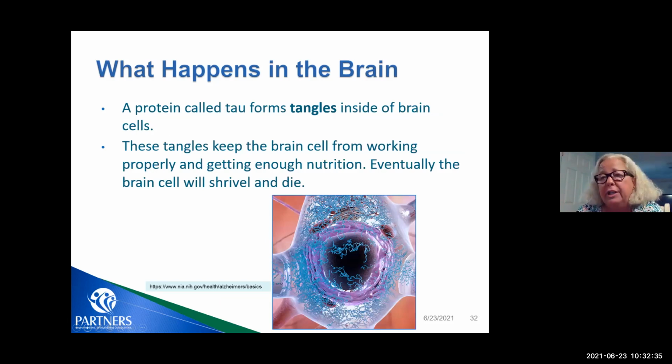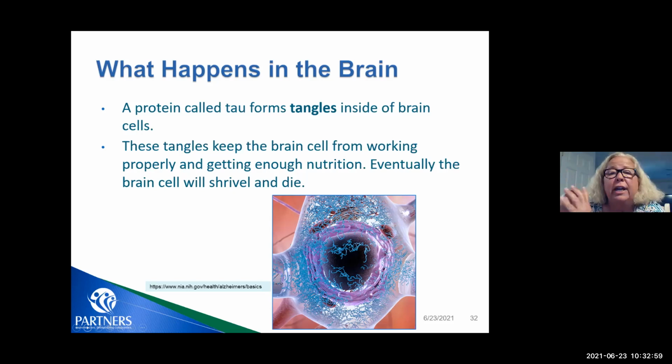The other protein that acts abnormally in Alzheimer's is called tau, T-A-U. And tau starts to form tangles inside of brain cells. And in this picture, the tau tangles are highlighted blue. And this makes it so much easier to understand. I love these pictures because they form kind of twisted strands inside of the brain cell.